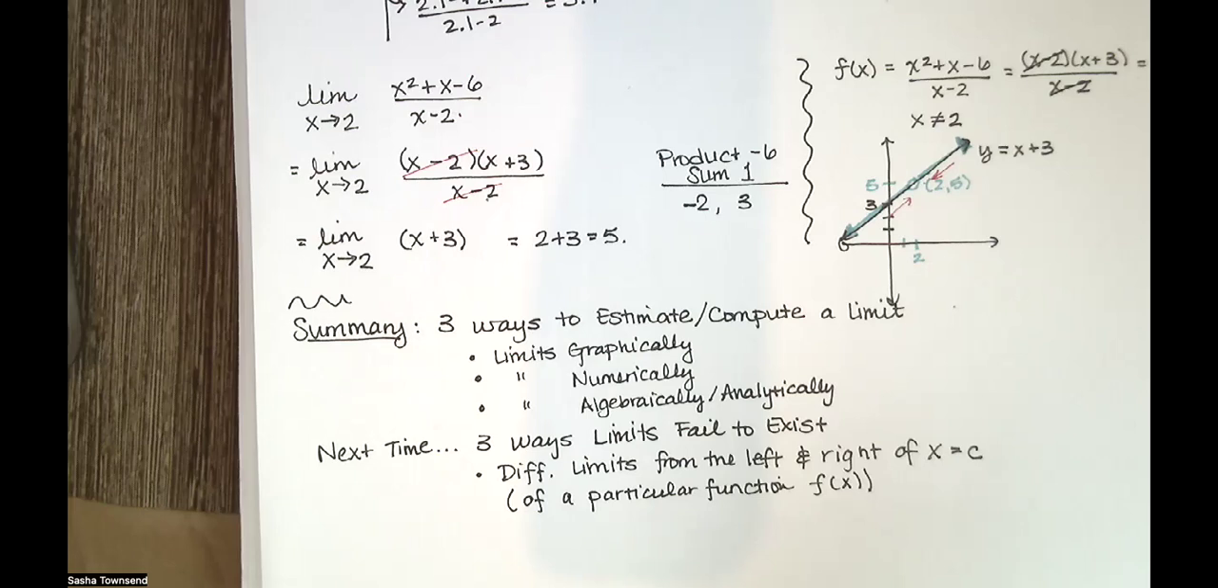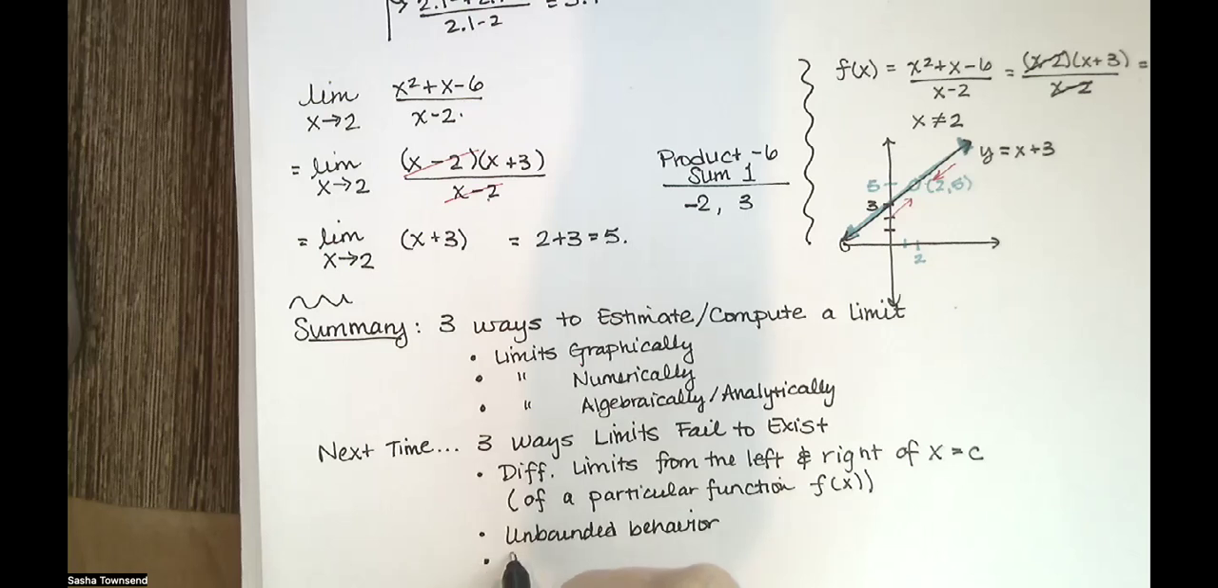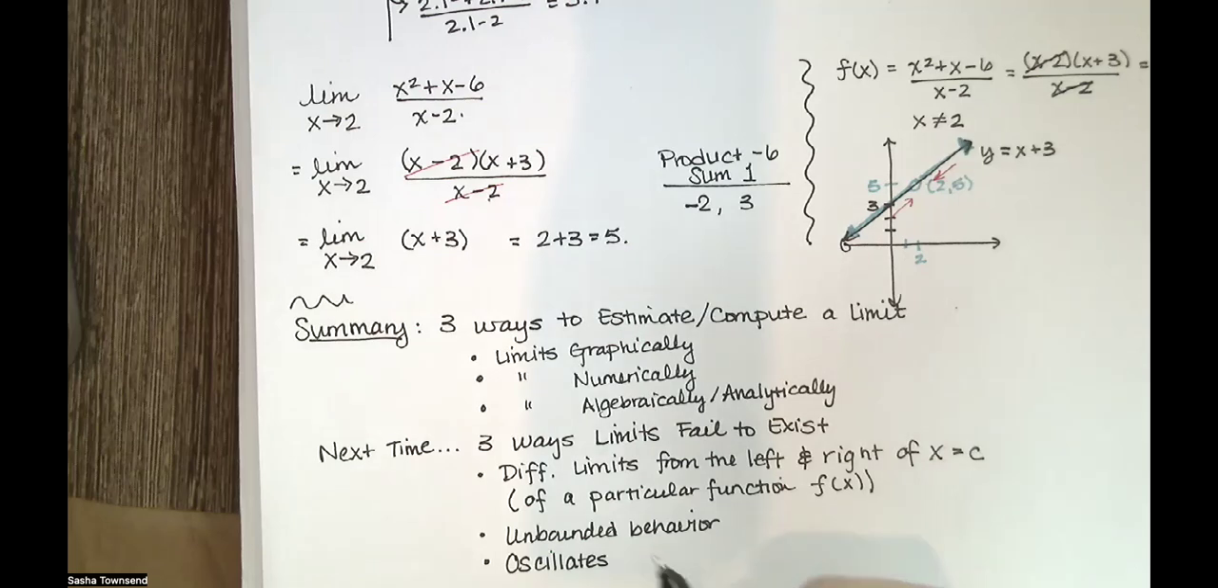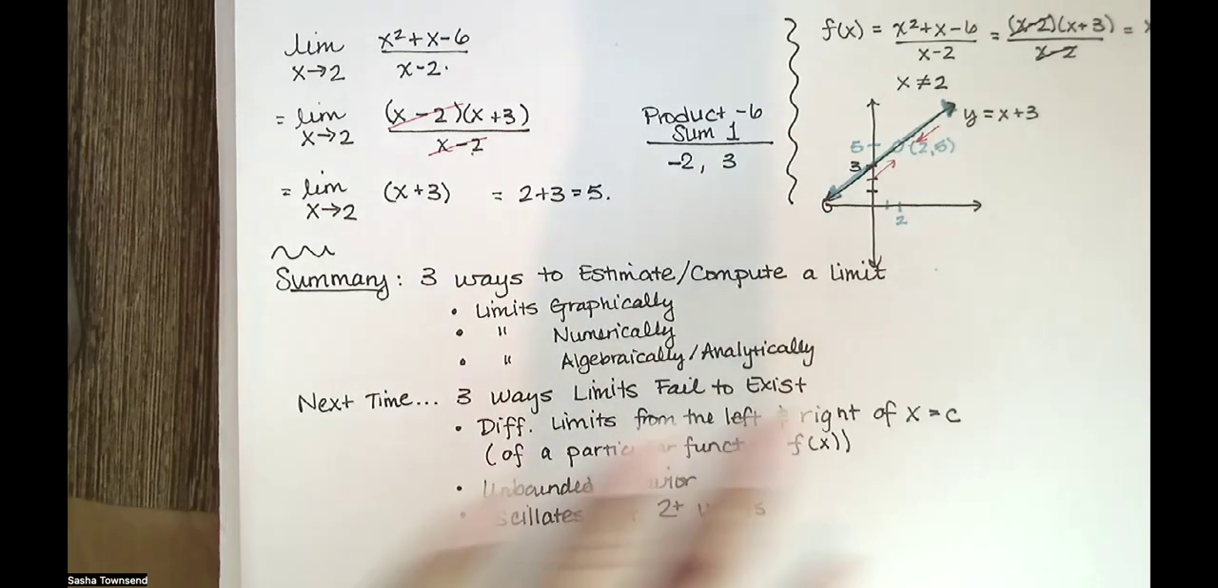And then we'll look at two other ways that limits can fail to exist. And I'll just outline that for you. If the function exhibits unbounded behavior, the limit fails to exist in a particular way. And if the function oscillates rapidly between more than one value, then the limit would fail to exist. But that'll be in our next video.